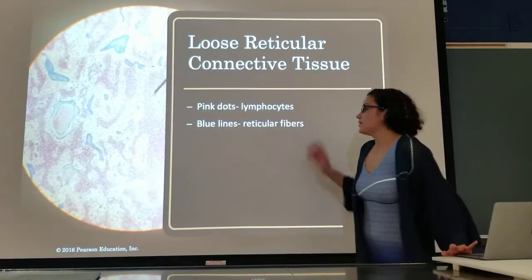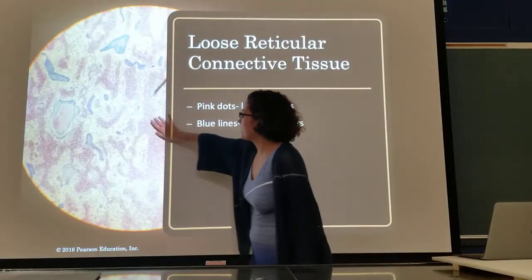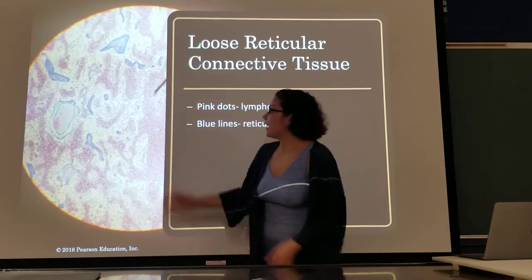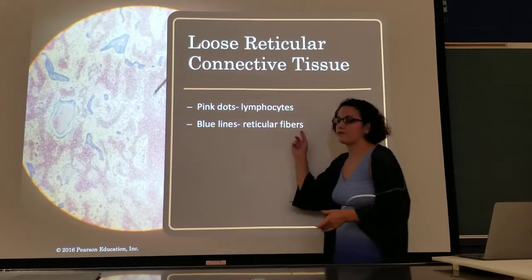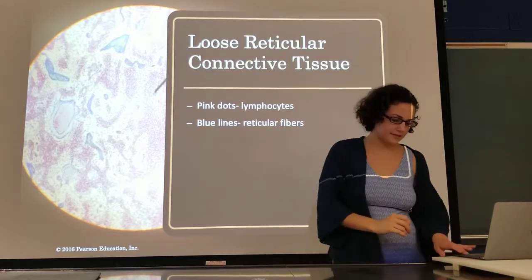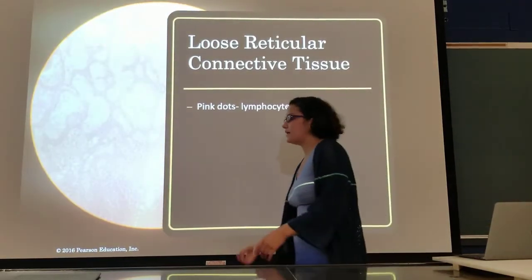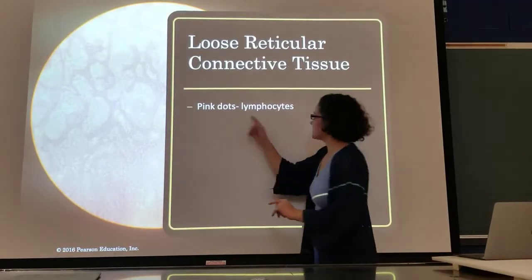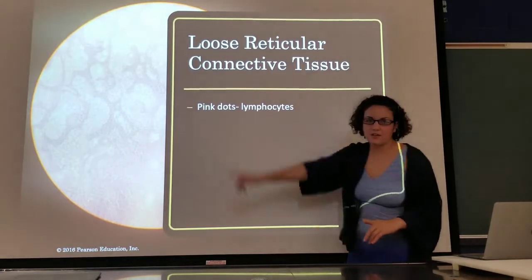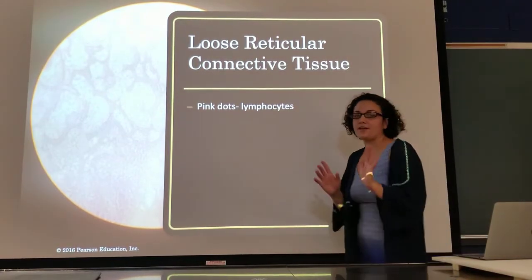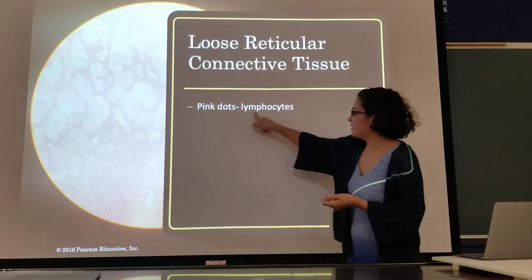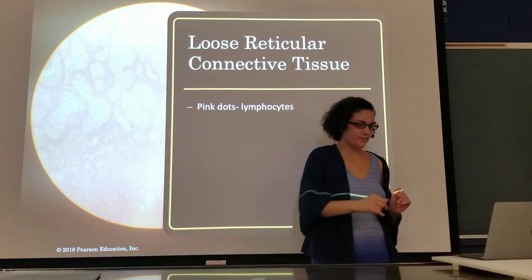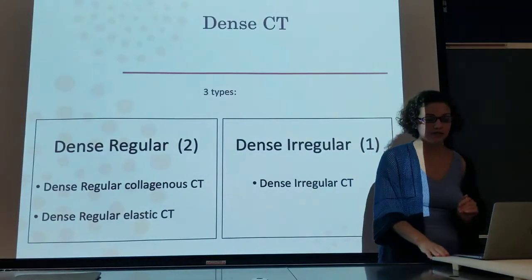Now you may see some slides that have all of those pink lymphocytes everywhere, right? But now the fibers are blue. I don't know why, but they're still reticular fibers, and we know that because of the pink dots, all right? Some preps may even just have pink dots and no fibers at all. But because it's pink dots, we know it's lymphocytes, which means it's loose reticular connective tissue. Loose reticular connective tissue is found in the lymph nodes and in the spleen. All right, so that wraps it up for loose.